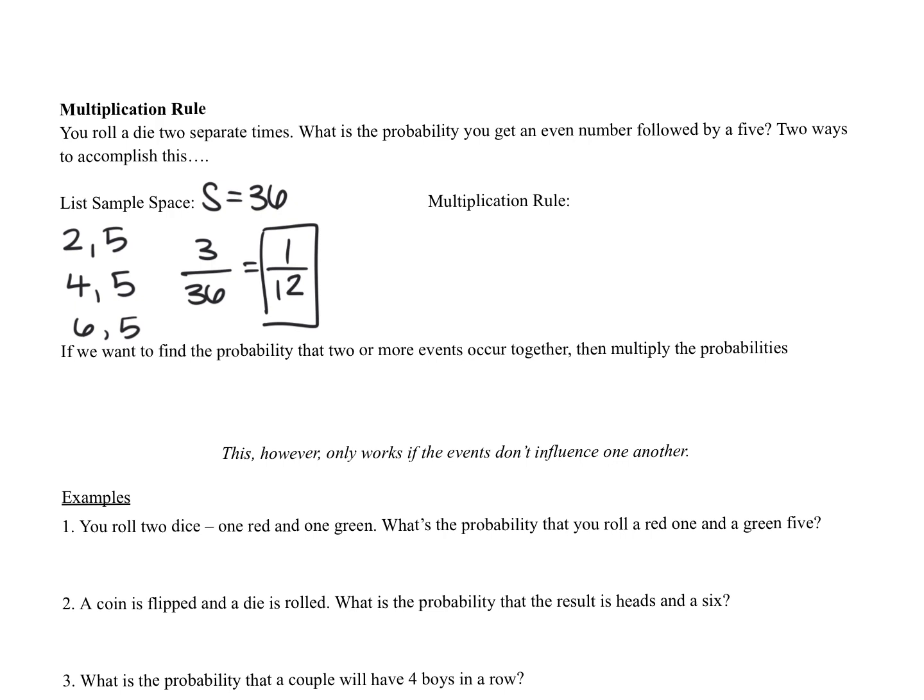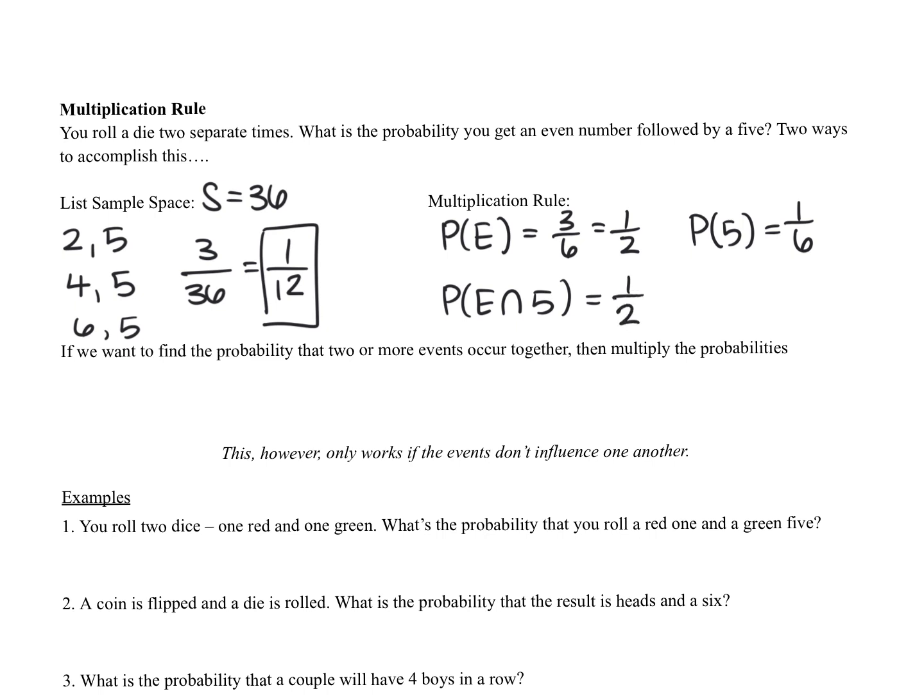The other way is using our multiplication rule. So that's doing it separately. So the probability you get an even number on a die, 3 out of 6, which is 1/2. The probability you get a 5 is 1/6, because there's only 1 5 on a die. So the probability you get an even number and a 5 is you multiply those probabilities together. 1/2 times 1/6, which gives us 1/12.